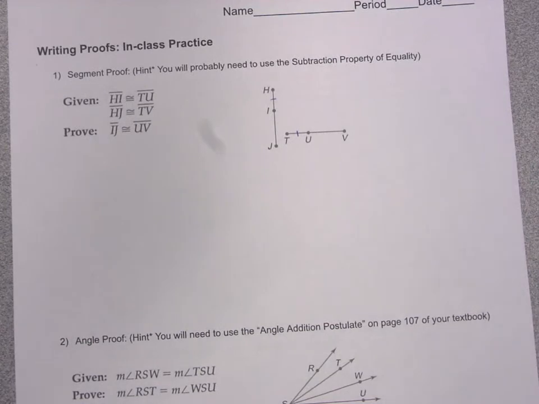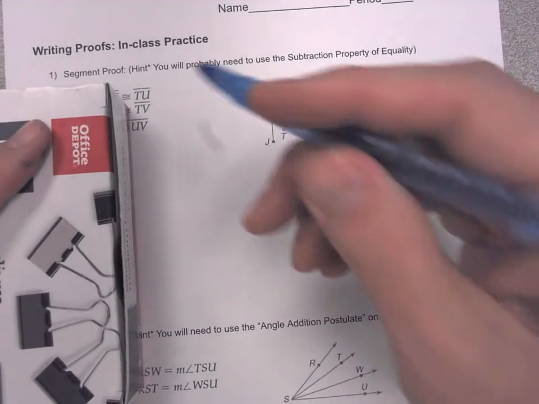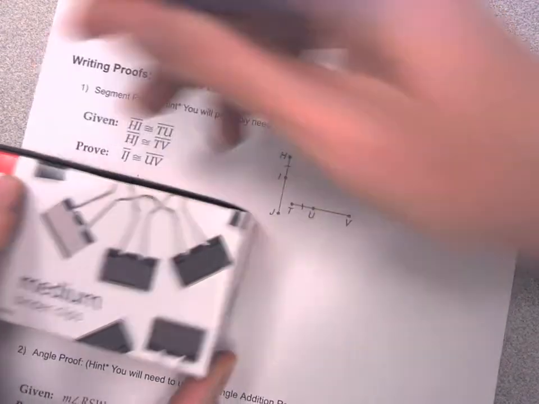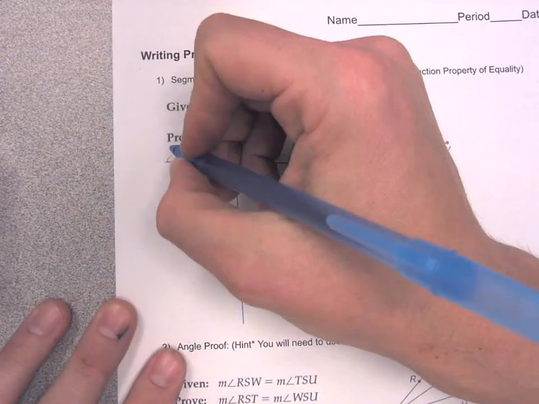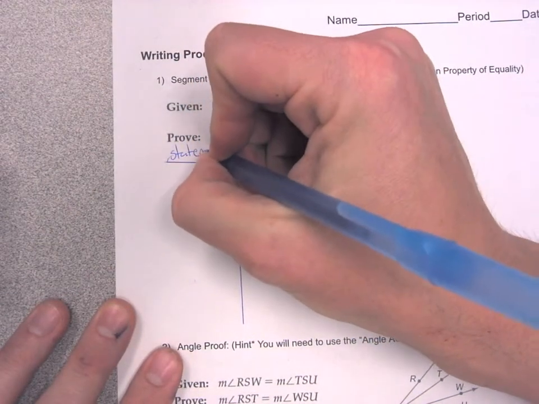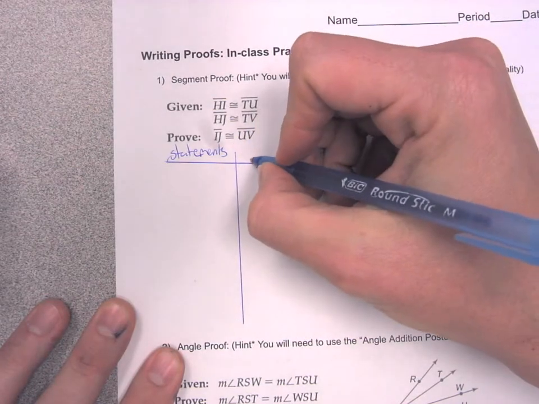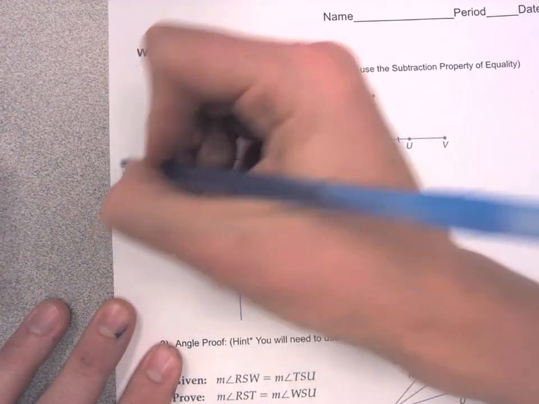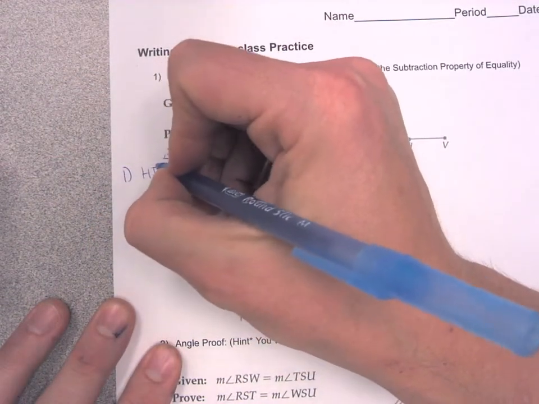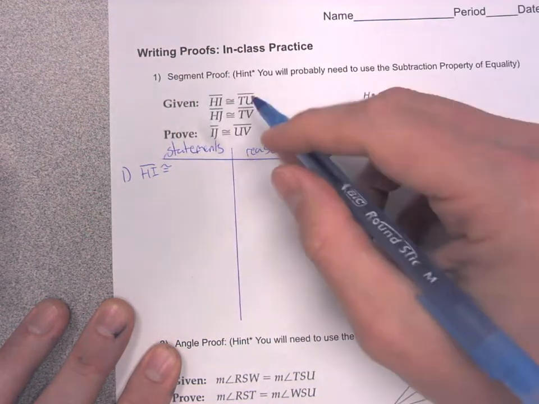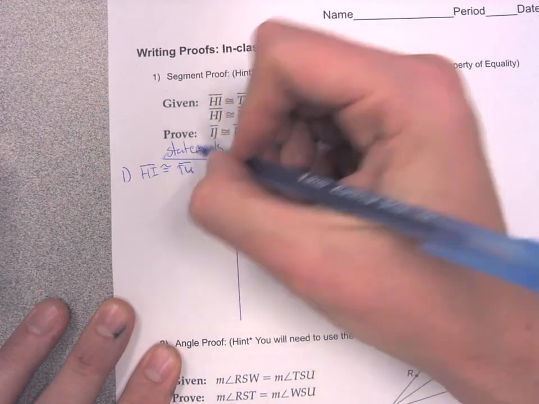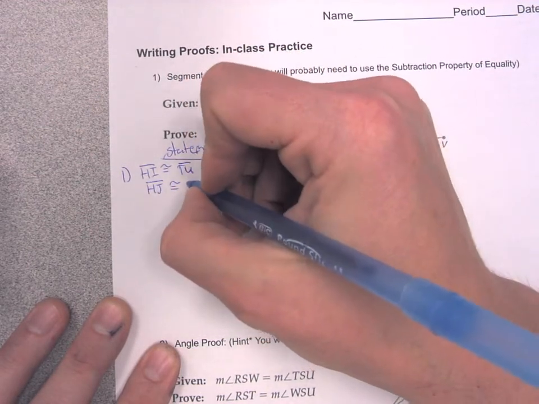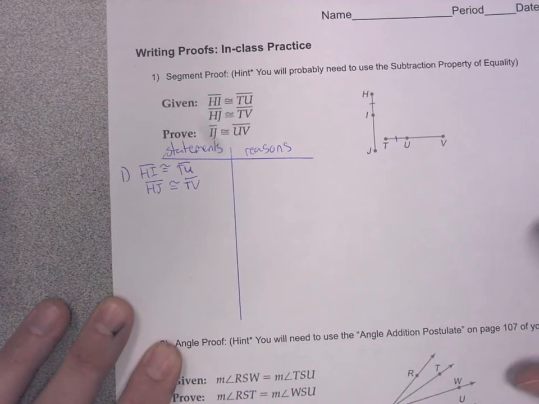So we're going to need a two-column proof. I'm just going to start that over here, using this as like just a straight edge to make a nice table. All right, so on the left side, we're going to have our statements. And on the right side, we're going to have our reasons or our justifications. Okay, step one is to list the given information. So HI, the segment, is congruent to the segment TU. And HJ, which is a segment, is congruent to TV, again, a segment. And that's given.